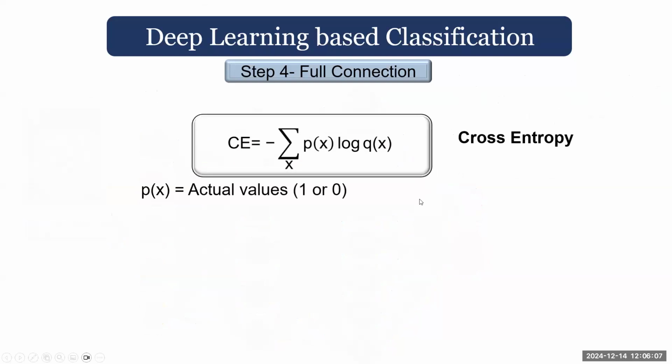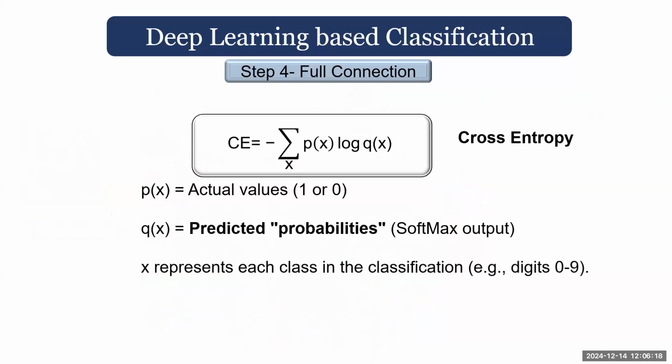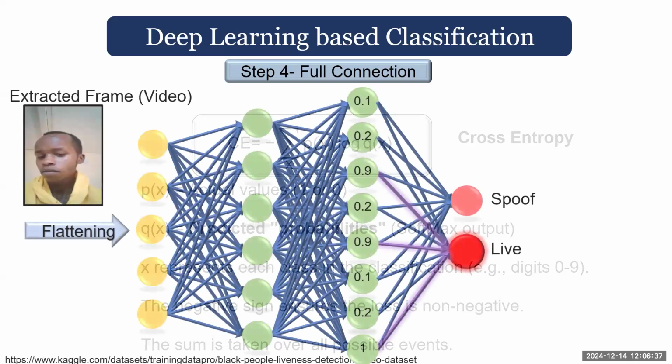In case you're interested in the math formula, this is the formula behind it. Here p of x is the actual value, which could be either 1 or 0, and q of x is the predicted probability, that is the softmax output. X represents each class. If it is, say, the MNIST dataset, you have digits 0 to 9. If it is a binary classification, it will be 2 classes. The negative sign ensures that the loss is non-negative, and then the summation is taken. So these are the important steps.